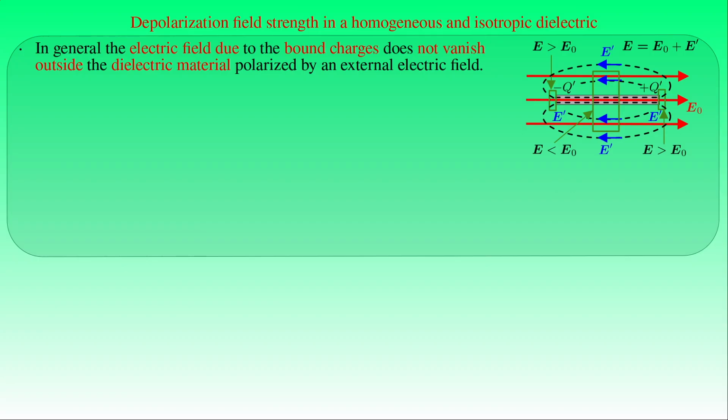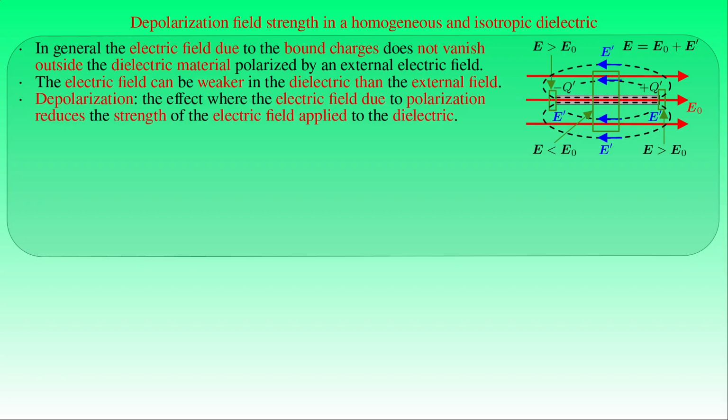Some of the electric field lines originating from and terminating at the polarization charges on the base faces at the two ends of the rod run inside the dielectric, where the electric fields E' and E0 have opposite directions. As a result, the net electric field E is also weaker than the external field E0 in the dielectric. The effect where the electric field due to polarization reduces the strength of the electric field applied to the dielectric is also called polarization screening or depolarization.